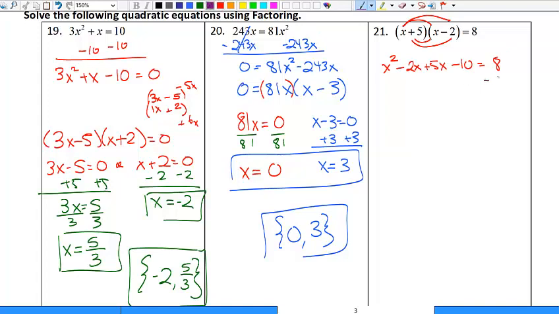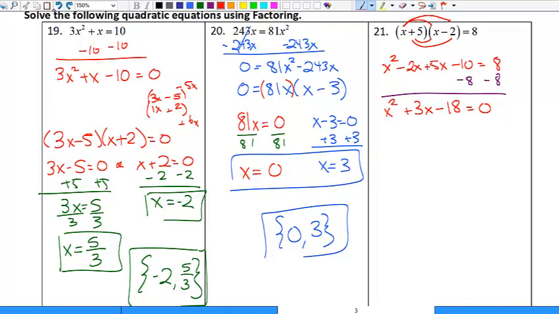At this point now I can subtract 8 from both sides, which gets me x squared plus 3x minus 18 equals 0. So now I'm going to factor x squared plus 3x minus 18 equals 0. It's, let's see, 3 terms. There is no GCF, and because it's 3 terms and the leading coefficient is 1, that tells me it's an easy trinomial. So I have x and x. I am looking for two numbers that multiply to negative 18 and add to 3.